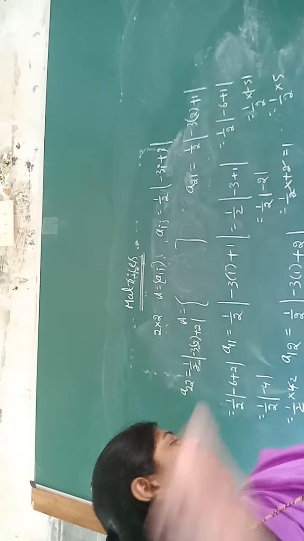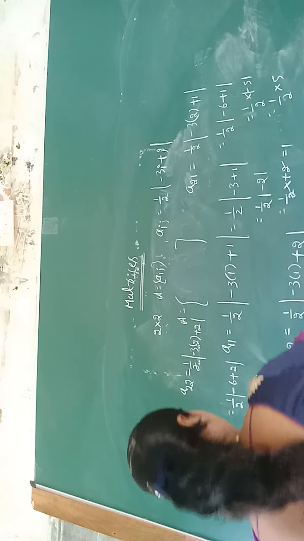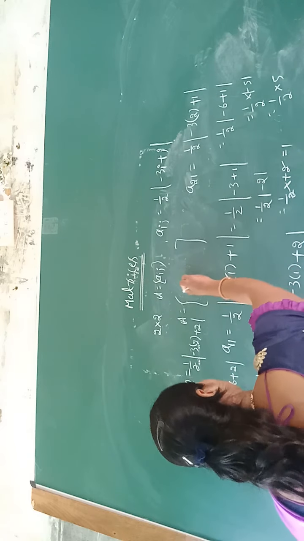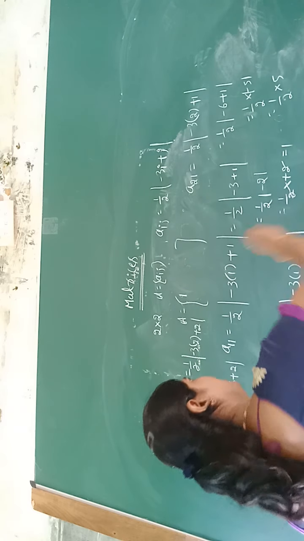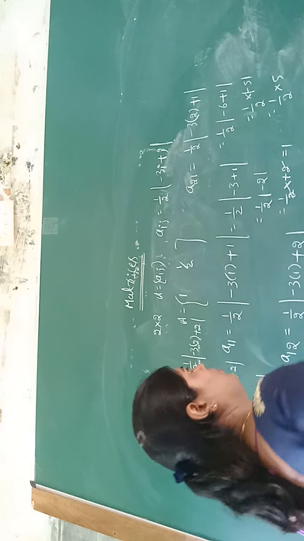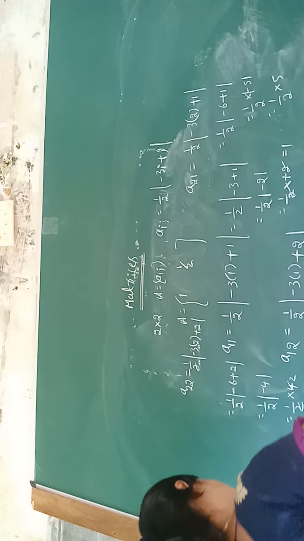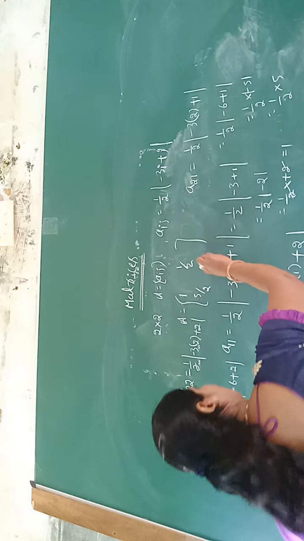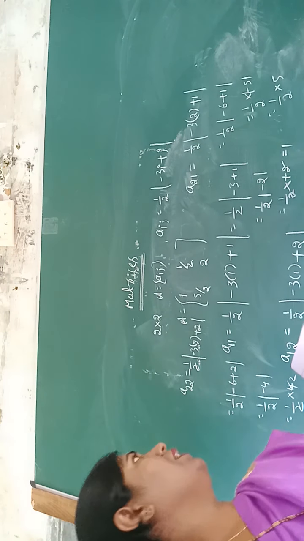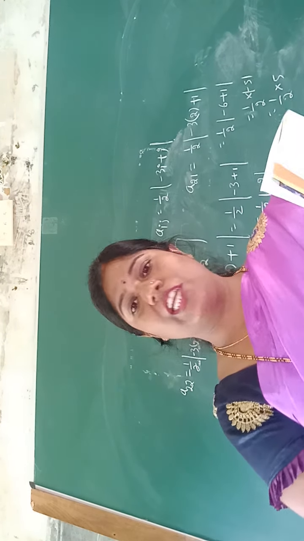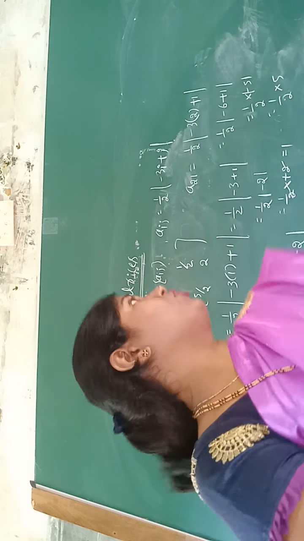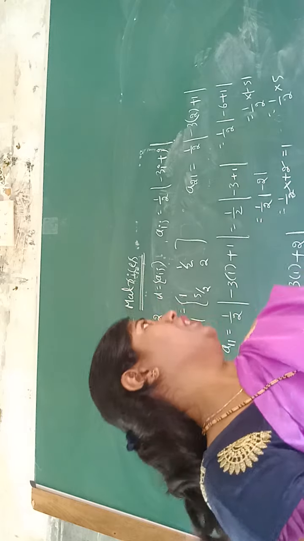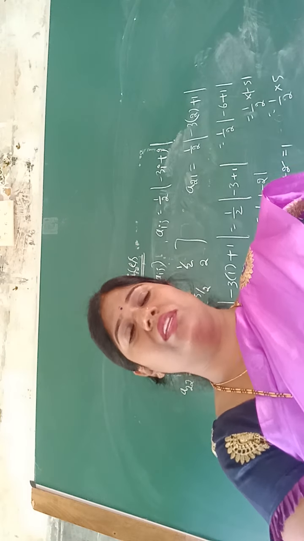is: first one is 1, next A12 is 1 by 2, A21 is 5 by 2, A22 is 2. So by using this general form of a matrix, we need to practice many different kinds of examples. It will come in the examination.